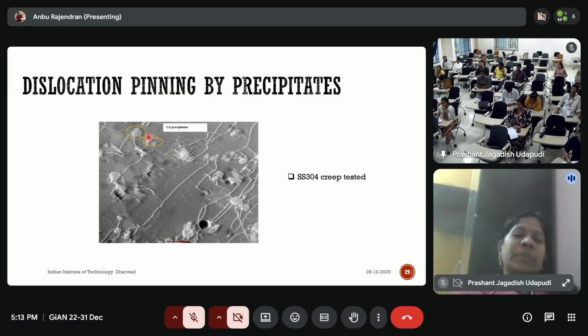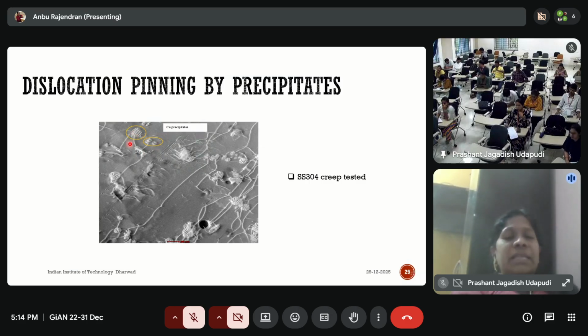So based on the precipitate size, there are multiple mechanisms, not multiple, two major mechanisms. One is the dislocation looping or Orowan bypass, or the cut-through mechanism. So precipitate size will decide whether it will be a cut-through mechanism or Orowan looping. If precipitates are larger, the dislocations will make a loop over it, then try to pass it. If they are small, it is easy to cut through and pass the precipitates.